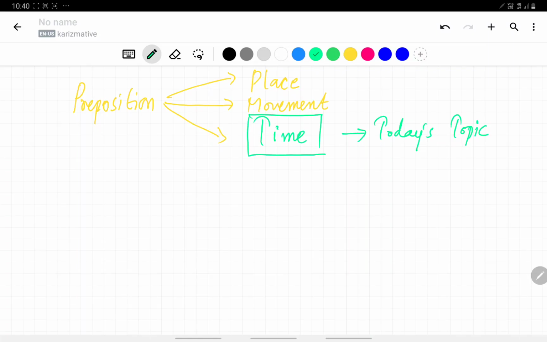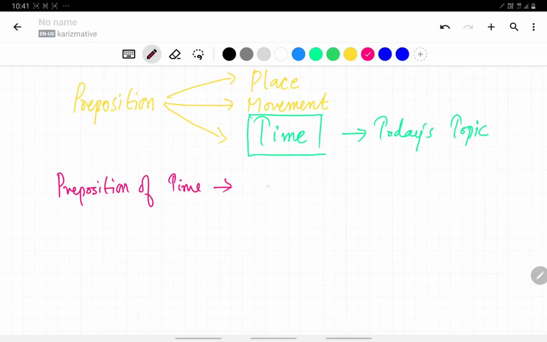Okay, students, before I go ahead and explain the preposition of time, I believe you are already clear with preposition of place and preposition of movement. Preposition of place tells you where someone or something is. When we talk about preposition of movement, it tells you about the movement of something or someone. Very good. The best thing we are going to learn today is the preposition of time. You can note down a small definition of this preposition of time.